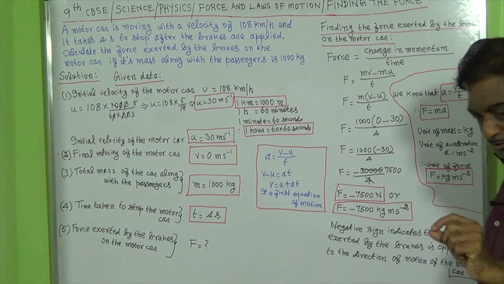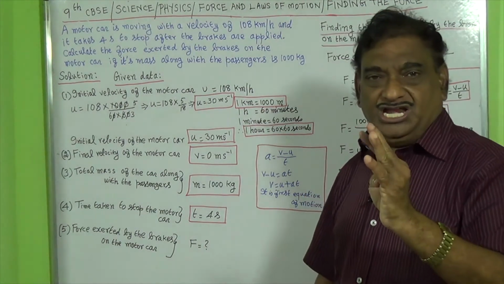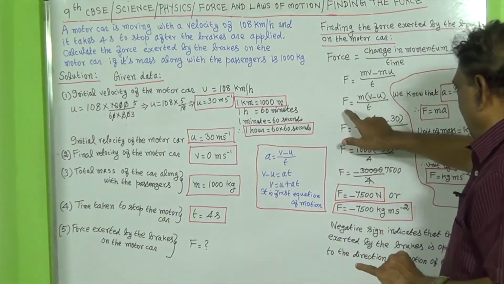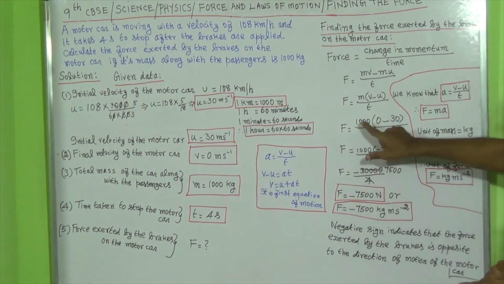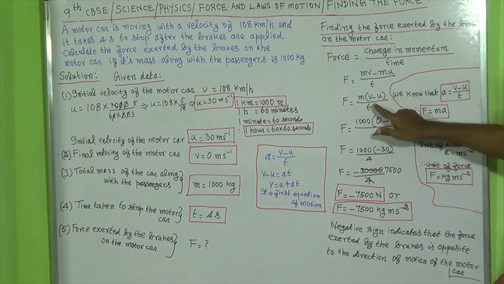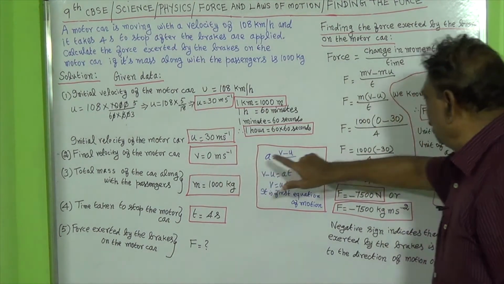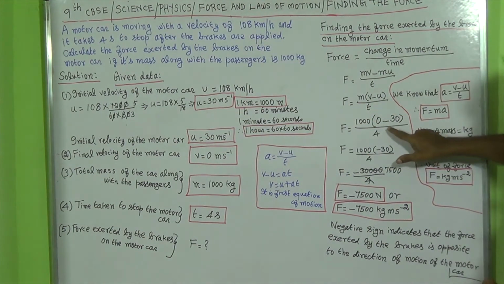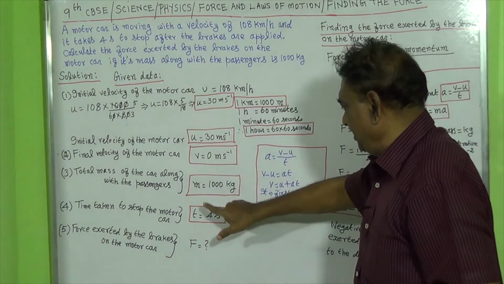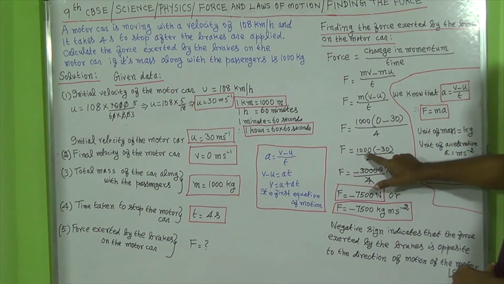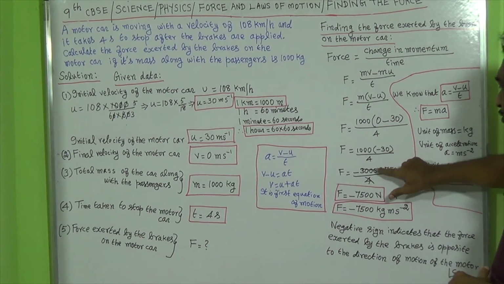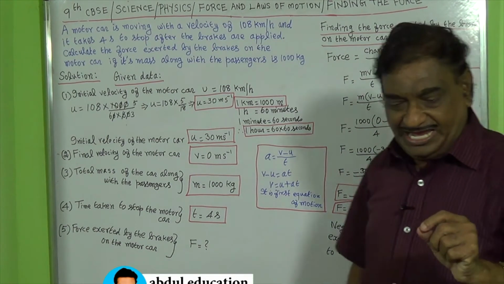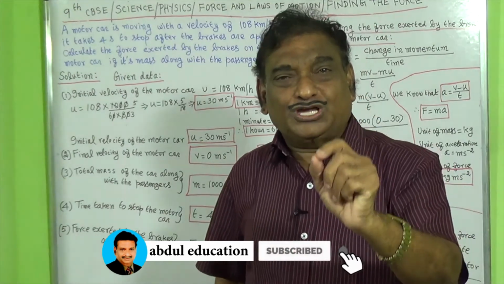So, if we substitute mass, initial velocity, final velocity and time in this equation, we will get F equal to 1000 into, what is the final velocity? The final velocity is 0, minus, what is the initial velocity? 30, by what is the time? 4 seconds. 1000 into minus 30, we will get minus 30,000, that is minus 30,000 by 4. If we simplify, we will get the force as minus 7,500.